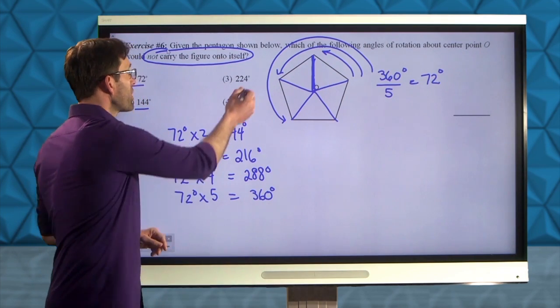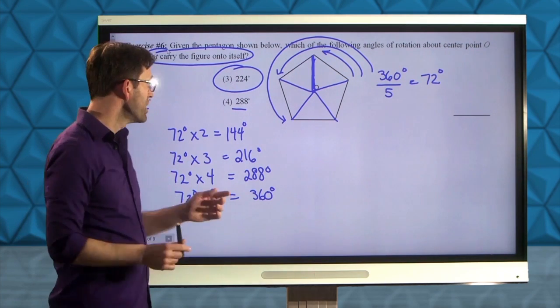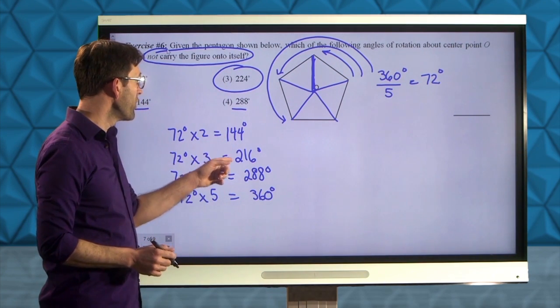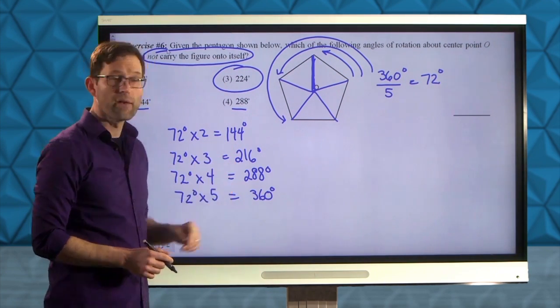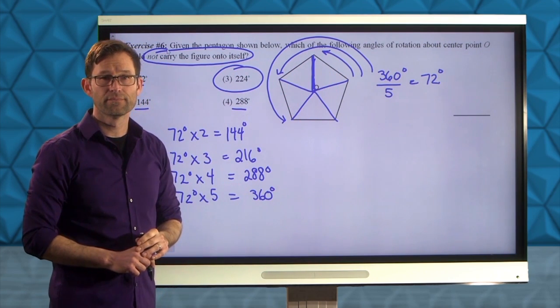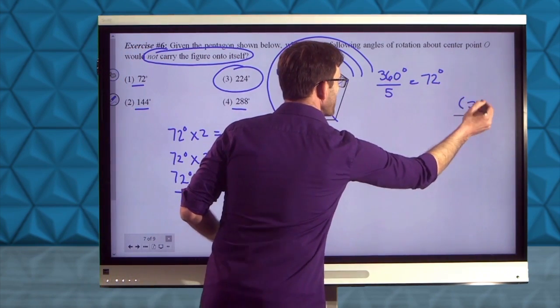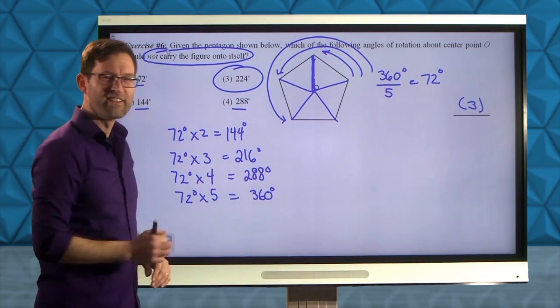The one that doesn't work is 224 degrees. That would put us somewhere between 3 and 4 of those basic angles of rotation. All right, so what was our right choice? Oh, choice 3. All right, let's keep going.